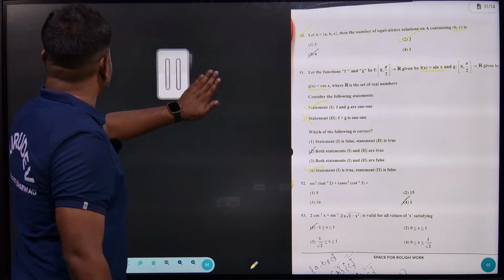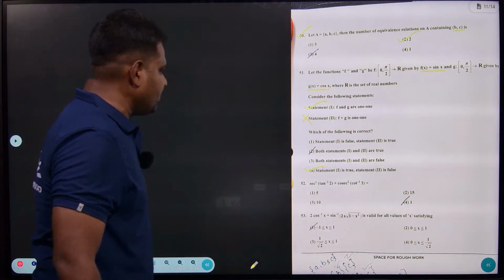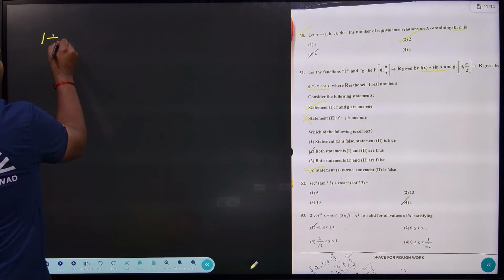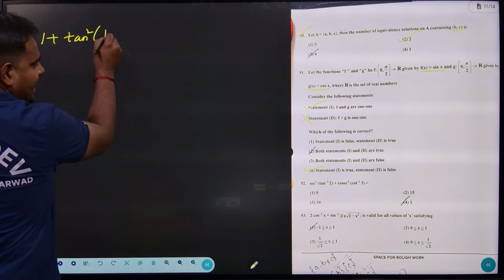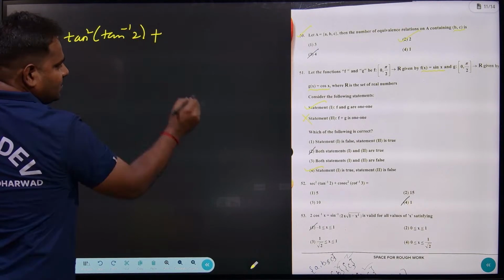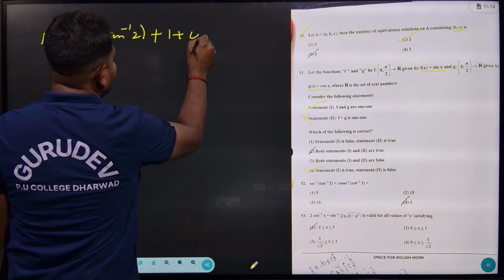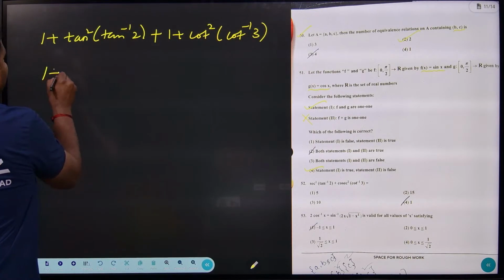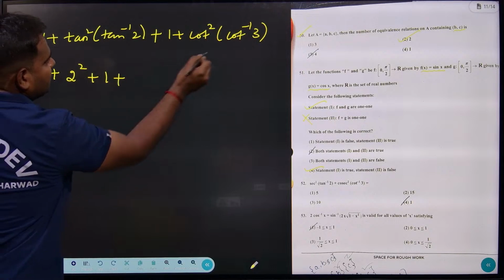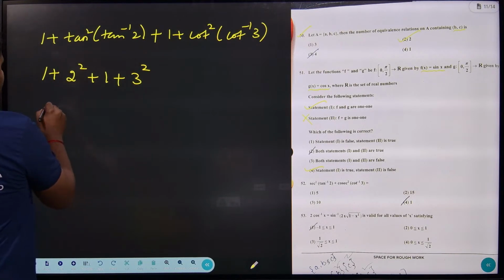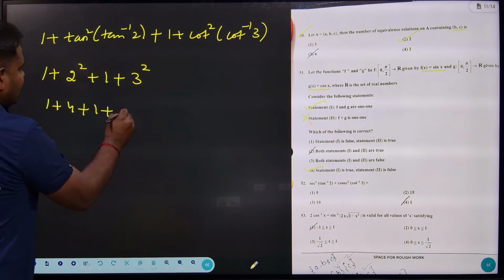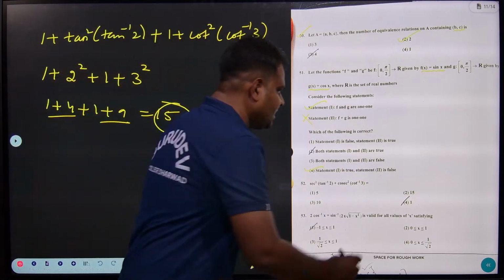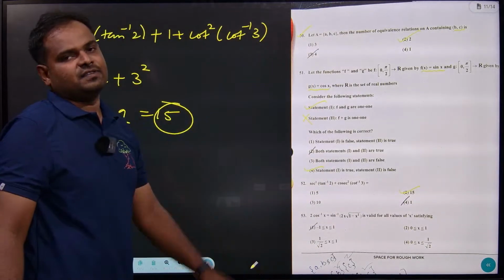Now let us look at the next question. Secant square of tan inverse 2 plus cosec square of cot inverse 3. Secant square theta can be written as 1 plus tan square theta, that is 1 plus tan square of tan inverse 2, plus cosec square theta can be written as 1 plus cot square theta, that is 1 plus cot square of cot inverse 3. How much will you get? So 1 plus 2 square, and here also 1 plus 3 square. So 1 plus 4 plus 1 plus 9. This is 10 plus 5, which is 15. So what is the right answer for this question, students? Hence option 2 is the right answer.